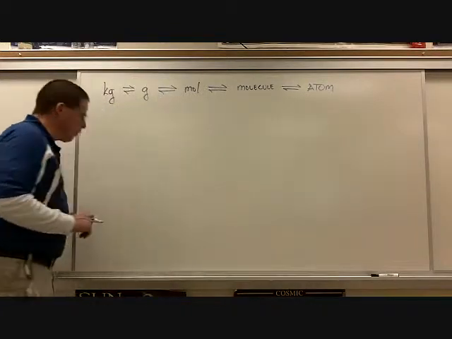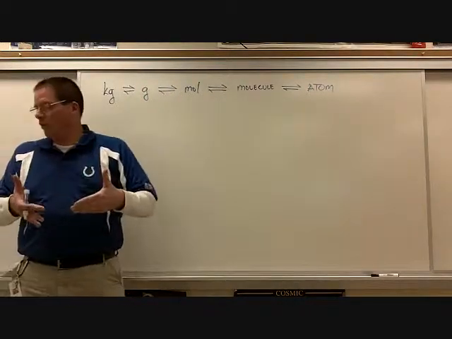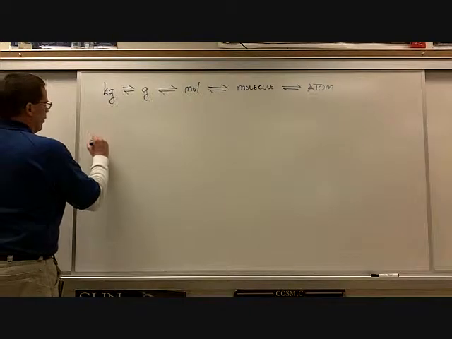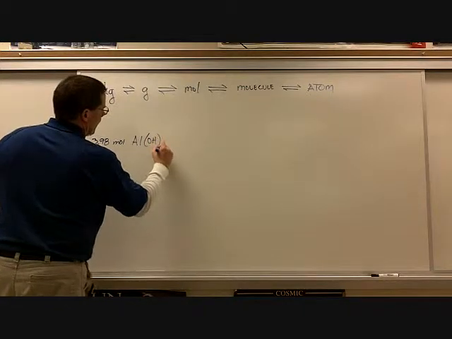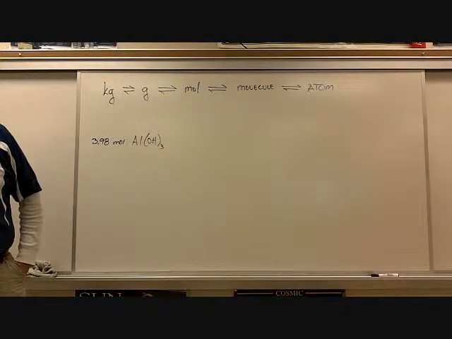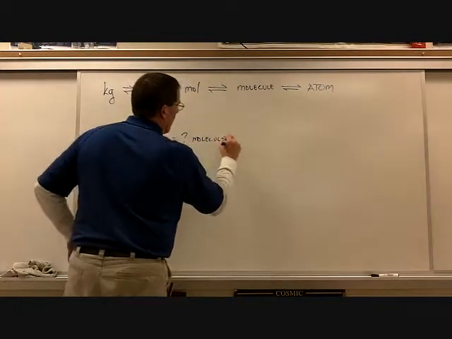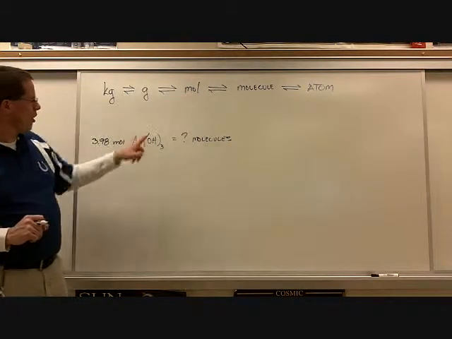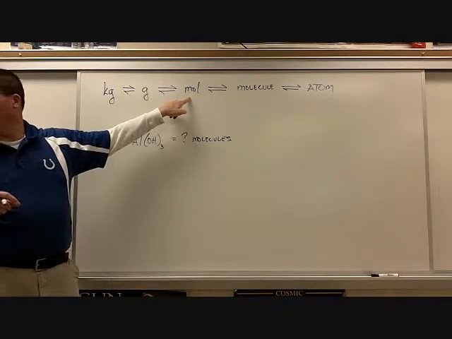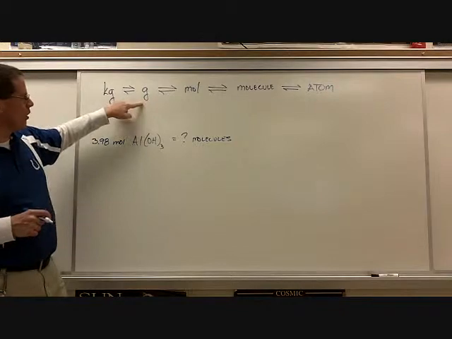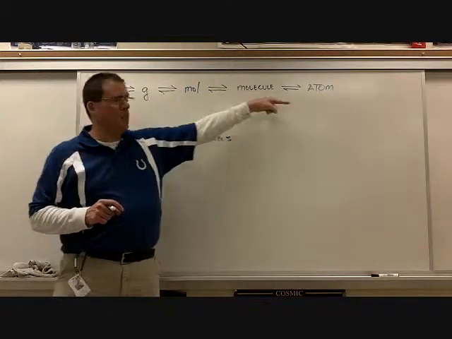Now, one thing that we have to realize when working with this sequence is that the problem will give you something. For example, this problem gave us 3.98 moles of aluminum hydroxide, and the question wants to know how many molecules we have. So we're going to start here since it gave us our number of moles. This sequence goes one direction. We're not going to go backward to go forward. Since we start with moles and we're looking for molecules, we're going to go in that direction.